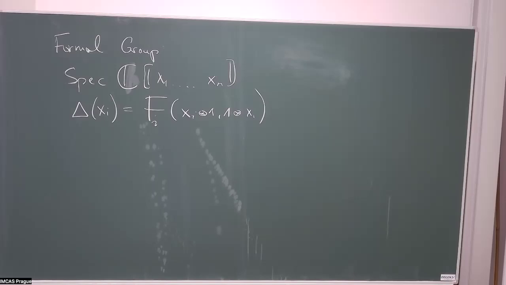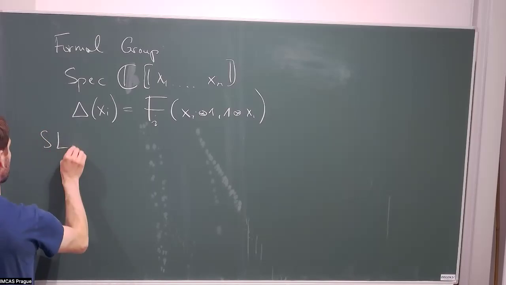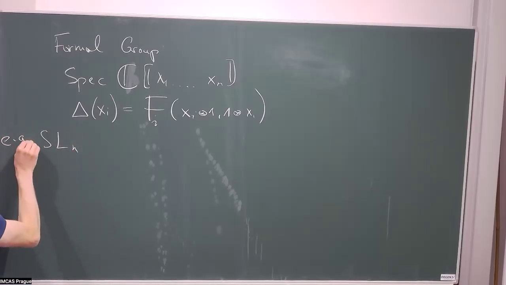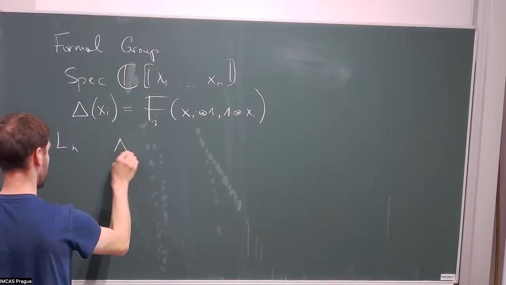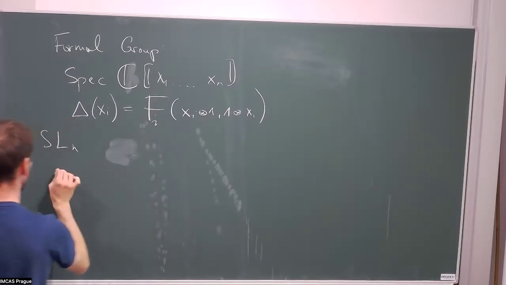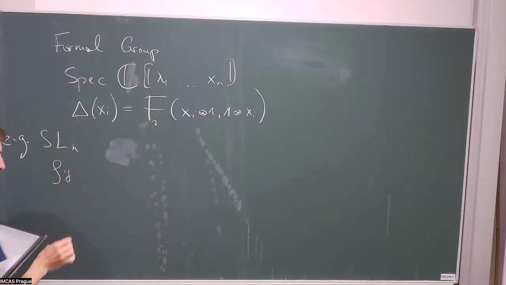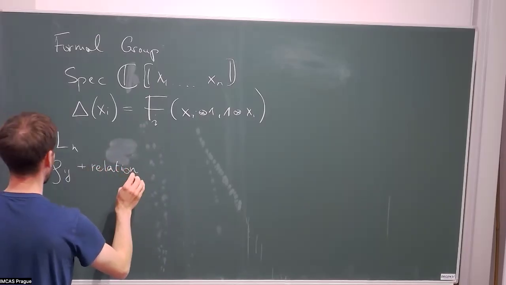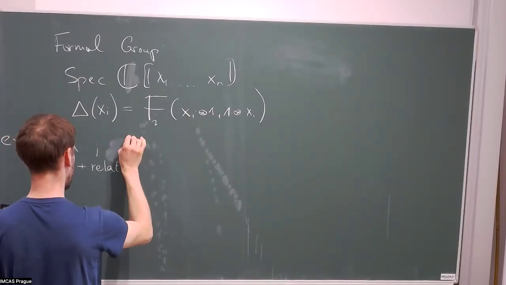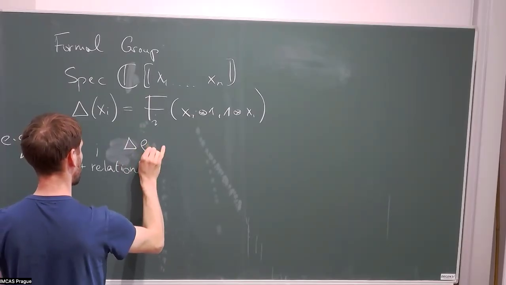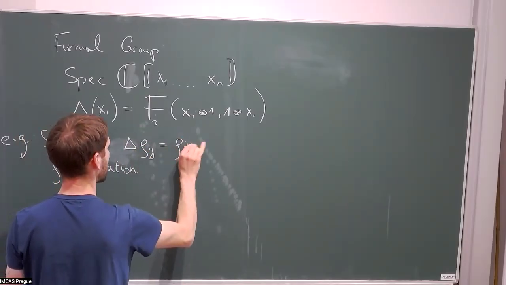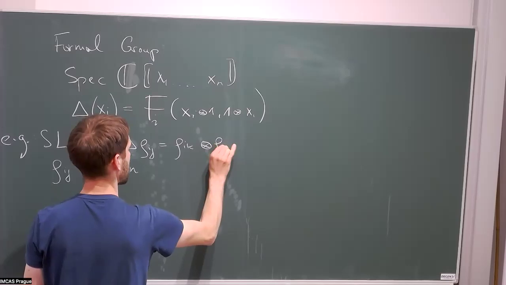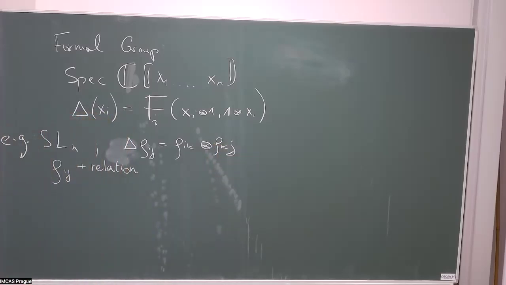For example, SLN: you have functions which look like rho ij, so matrix values. There's a relation that the determinant is 1. And this is the formal group law.